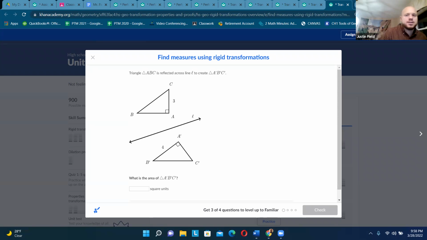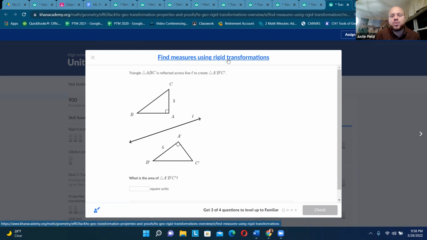Okay, guys, this is a long one, but instead of a textbook, for now, we're going to do and talk about the Khan Academy assignment. So, finding measures using rigid transformations. Rigid transformations are as follows.